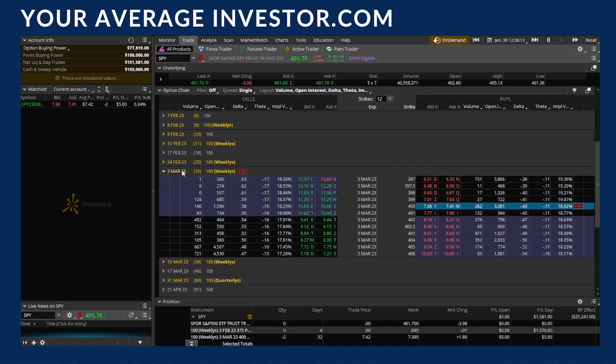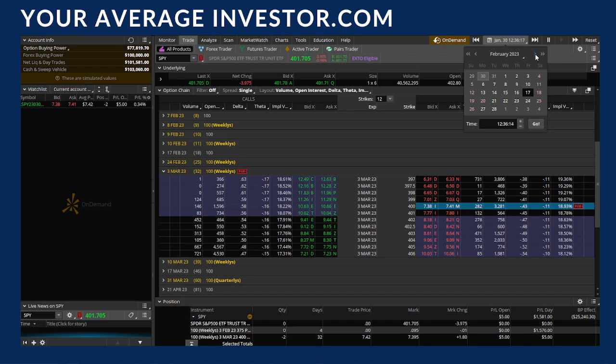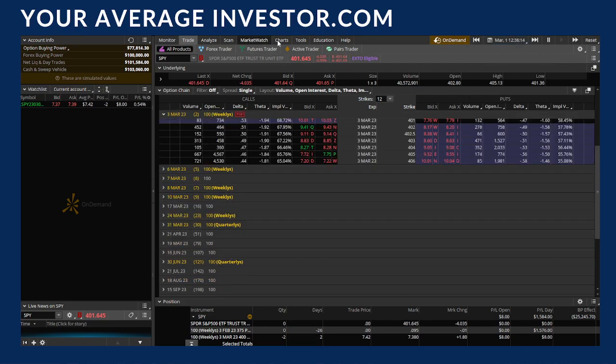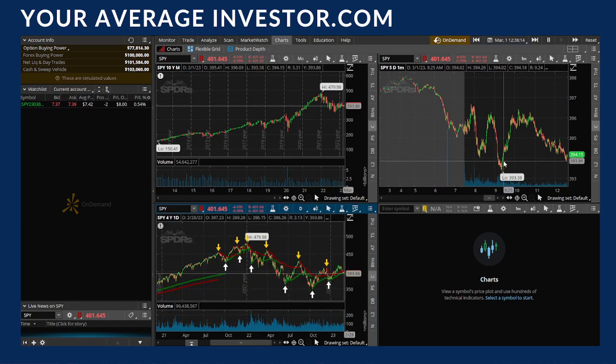And we're going to fast forward now to just before March 3rd. So we're now in January, February, and here is March 3rd. We'll go to March 1st, just the beginning of the month. And we're going to take a look at the chart. Look at that. The price of the S&P 500 is now $394.